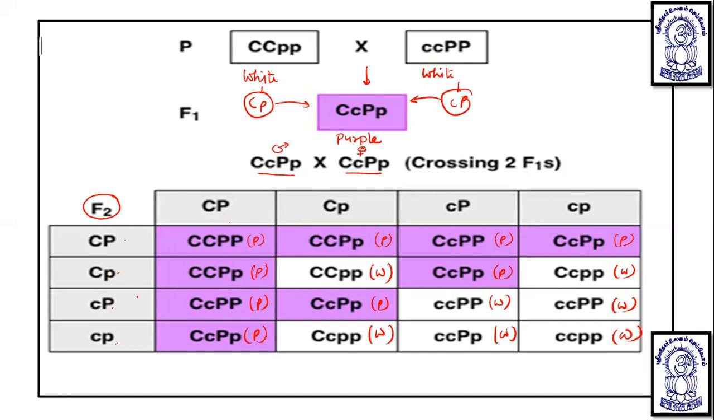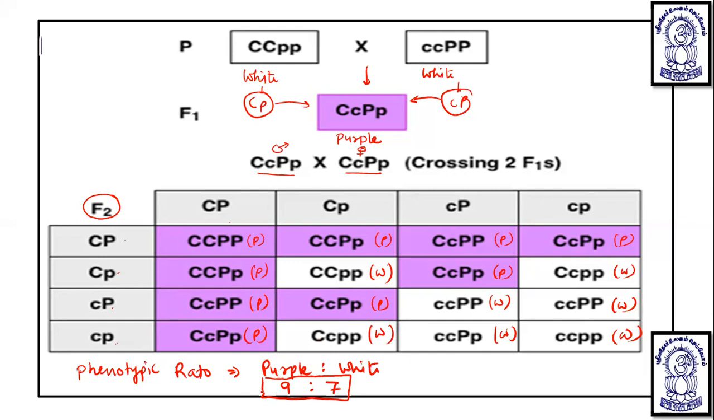So if we talk about the phenotypic ratio, then we come to know that the phenotypes are purple to white. Purple are 1, 2, 3, 4, 5, 6, 7, 8, 9, and white are 7. So 9:7 will be the phenotypic ratio of a complementary gene interaction. The genotypic ratio remains the same as in a dihybrid cross, that is 1:2:1, 2:4:2, and 1:2:1, which we have discussed.